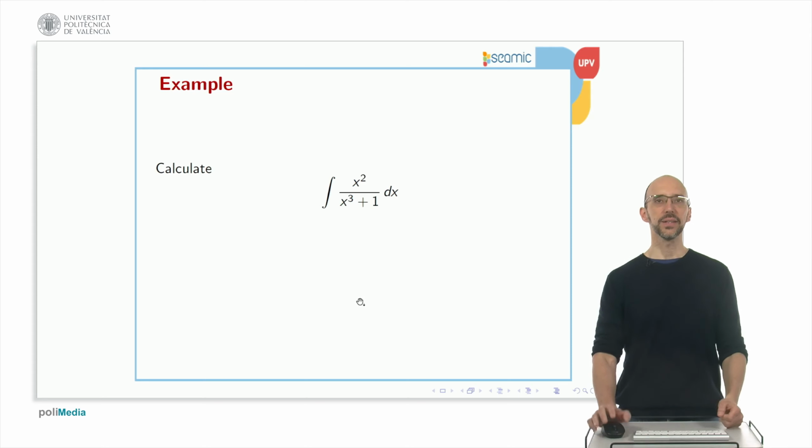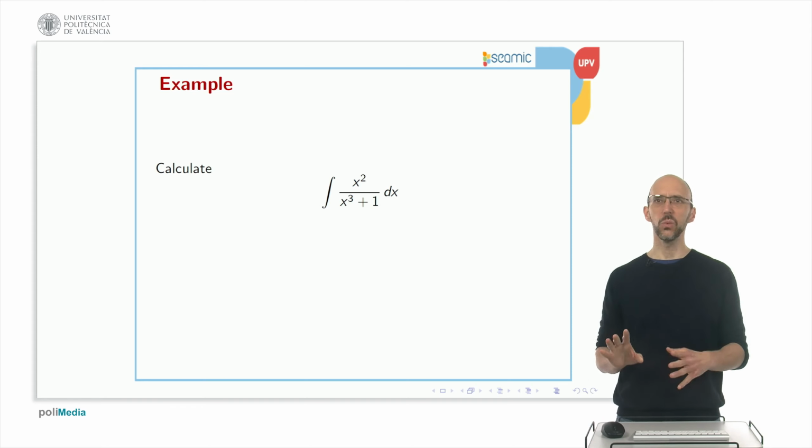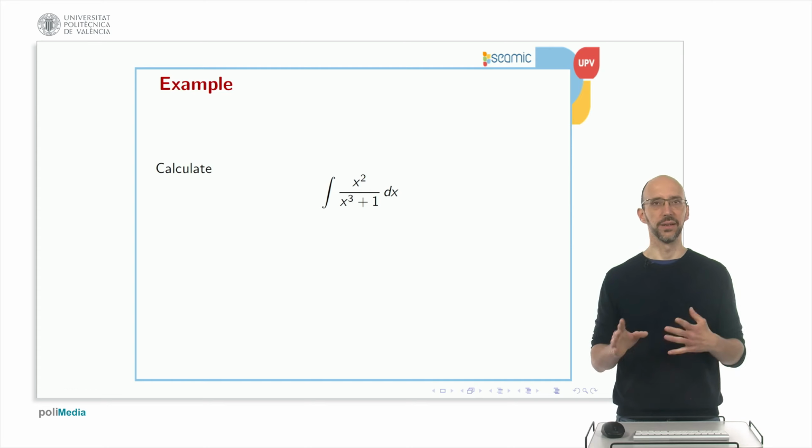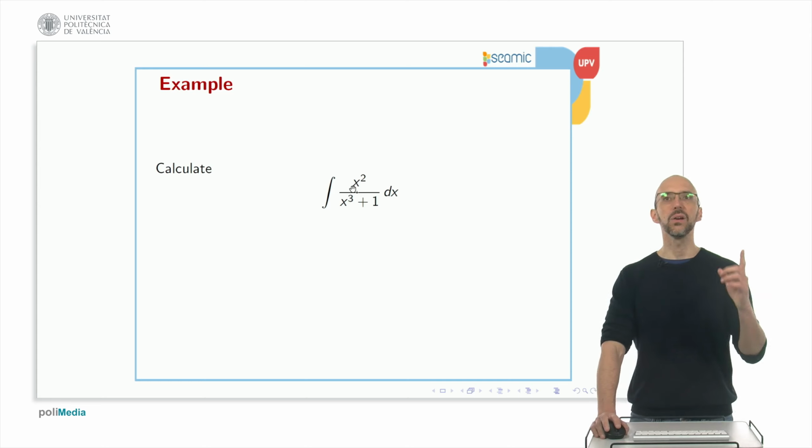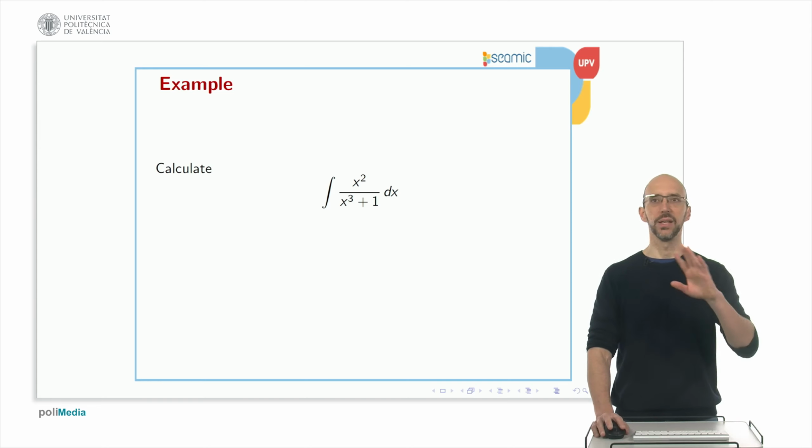Okay? Another example. In this case, we are missing something, as you are going to see. We have a denominator x cubed plus 1. On the numerator, I have x squared. Okay? Is the derivative of the denominator in the numerator? The answer is no. Almost, but no. The derivative is 3x squared. I don't have the 3 on the numerator. One constant is missing. It doesn't matter.